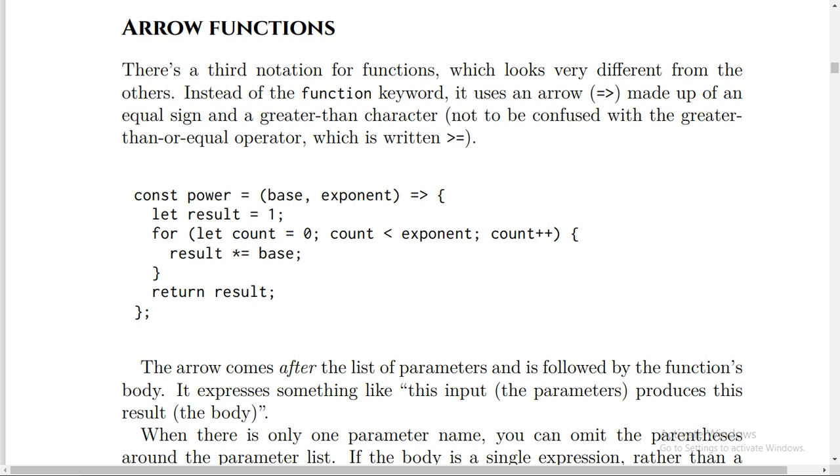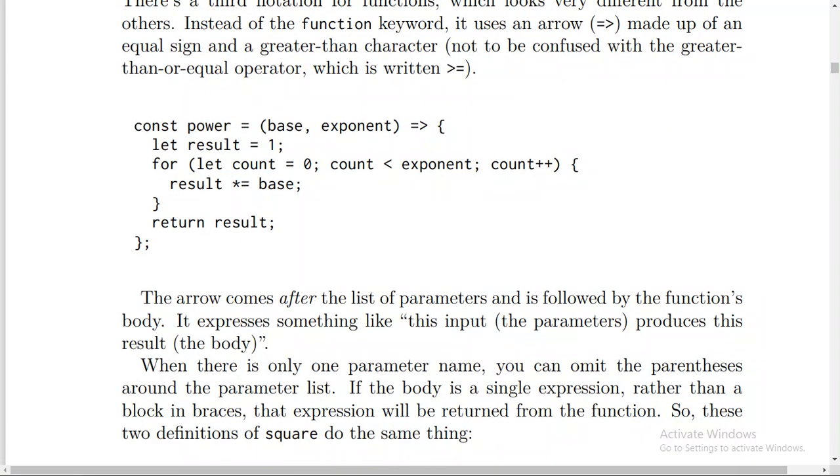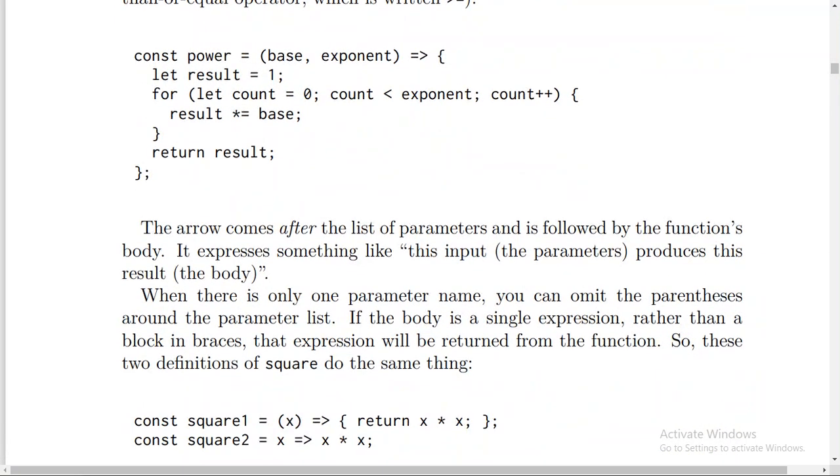for (let count = 0; count < exponent; count++) { result *= base; } return result; }; Okay, so the arrow comes after the list of parameters, by the way, and it's followed by the function's body, and it expresses something like this input.